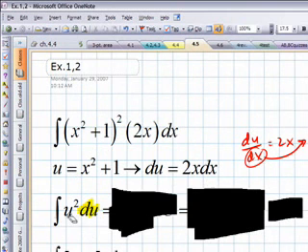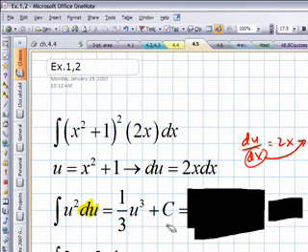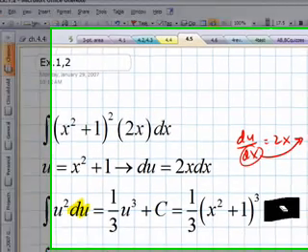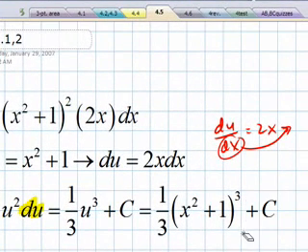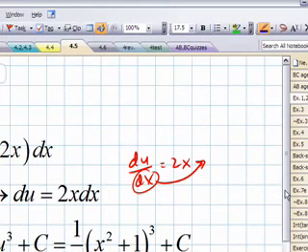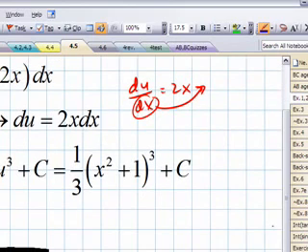So now I'm integrating u squared du, which is simple power rule. So I've got 1/3 u cubed plus c, and then I plug back in x squared plus 1. So 1/3 (x squared plus 1) cubed plus c, because it's an indefinite integral. So what you want to try to do is find the u such that your du is some form of what's left. And when I say some form, I'm implying that you can multiply by constant multiples, and we'll do that in a little while.